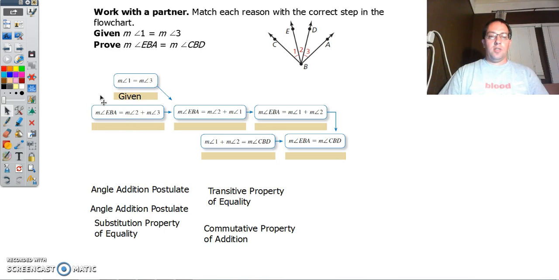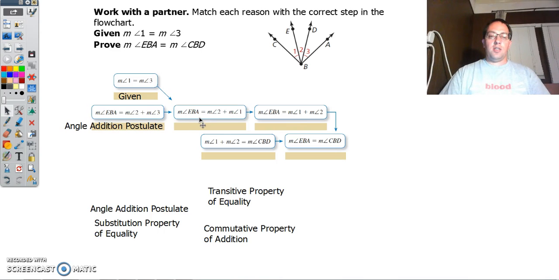Statement number 2, which you see is on a different line here, so it has absolutely nothing to do with statement number 1, other than it is talking about a picture, of course. So here we have measure of angle EBA equals the measure of angle 2 plus the measure of angle 3. How do we know that? Well, we have EBA, so that's this angle here, and that is, you see, angle 2 plus angle 3. They're adjacent angles, so we can add up those measures to get the measure of the whole thing. And so that would be angle addition postulate. It says we can do that.